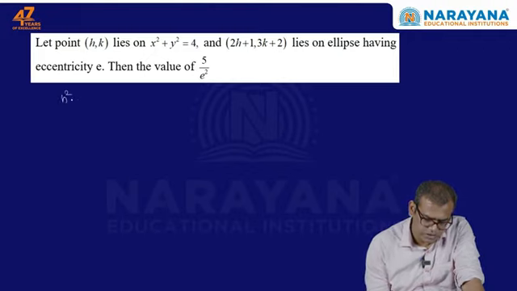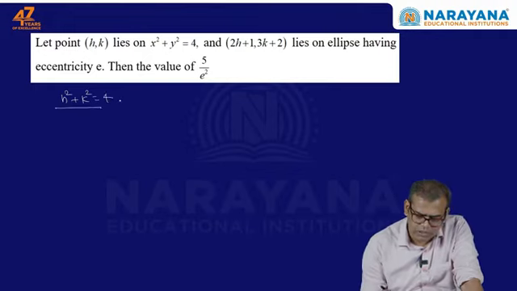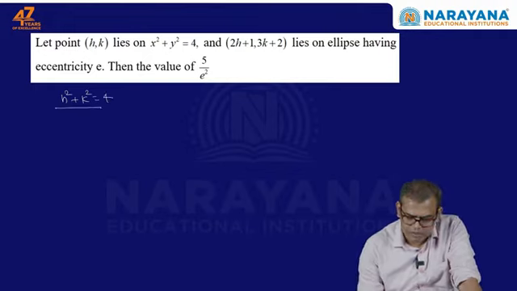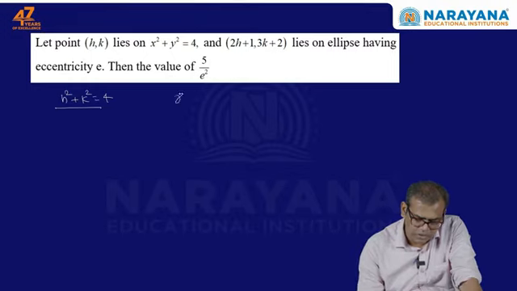So write the relation h square plus k square is equal to 4. And the other point, 2h plus 1 comma 3k plus 2, lies on the ellipse. So write the locus of this point. So x is equal to 2h plus 1 and y is equal to 3k plus 2. So establish the relation between h and k.